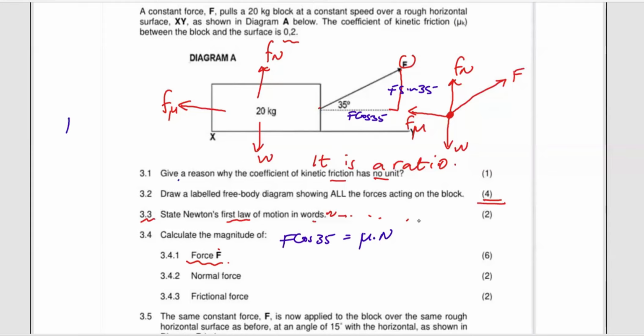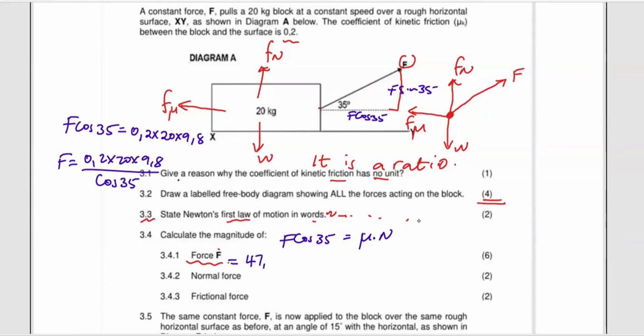So it's going to be F cos of 35 is equal to 0,2 multiplied by the mass, which is 20 times the 9,8. Okay. So if that is true, I'll make F the subject and say 0,2 times 20 times 9,8 divided by the cos of 35. And then this F gives me an answer of 47,85. Then they want me to get the normal force.